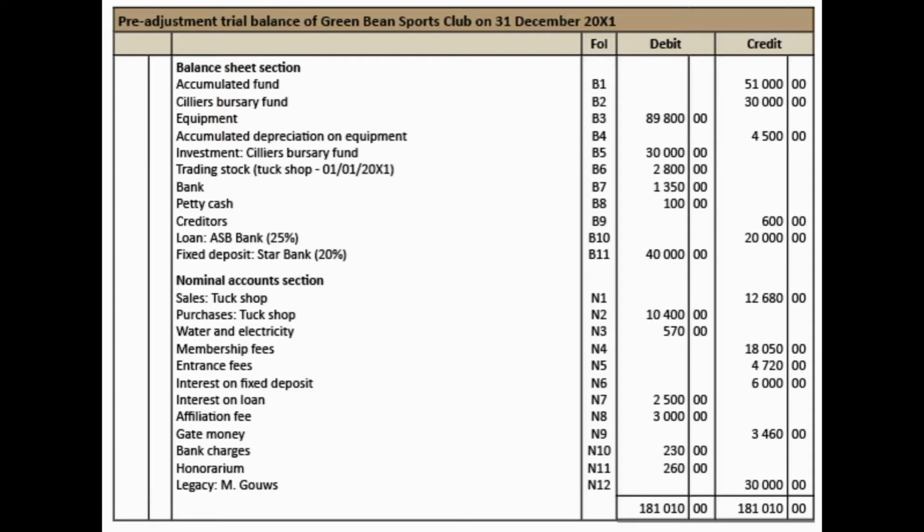We debit entrance fees, but remember now, first write in your total on the entrance fees account on the credit side of 4720. Write the total, and then you can also write the total for the accumulated fund account of 51,000, on the credit side, 51,000. Okay, so now the double entry for this is 2360. You debit entrance fees with 2360 and you credit the accumulated fund with 2360.